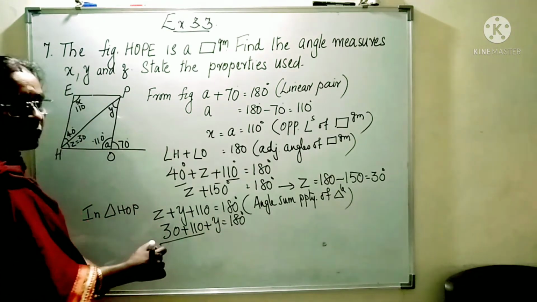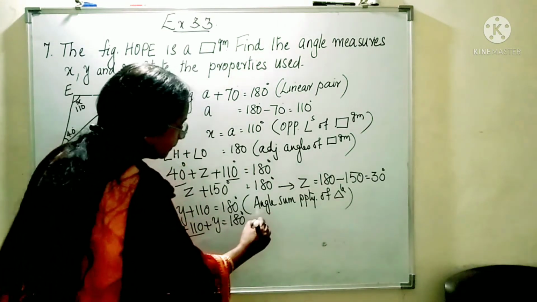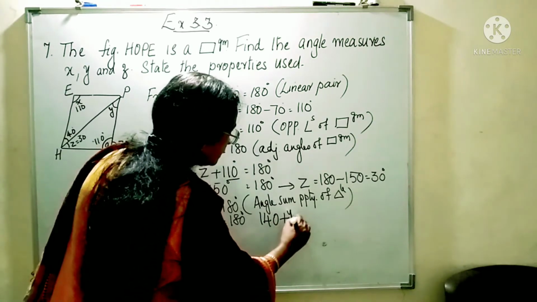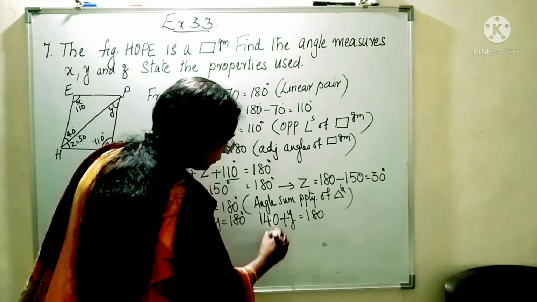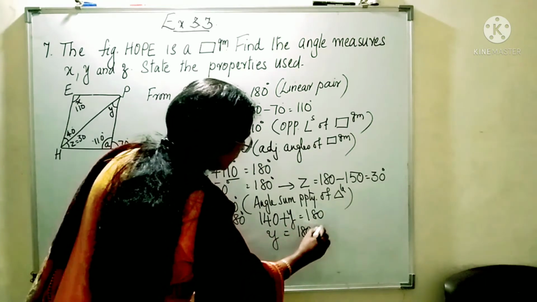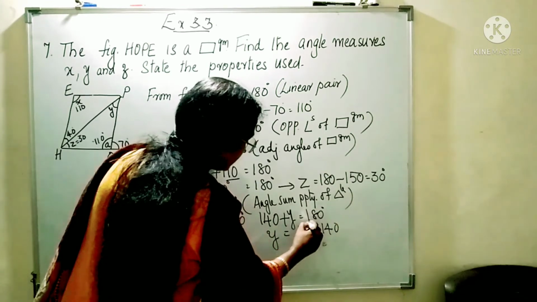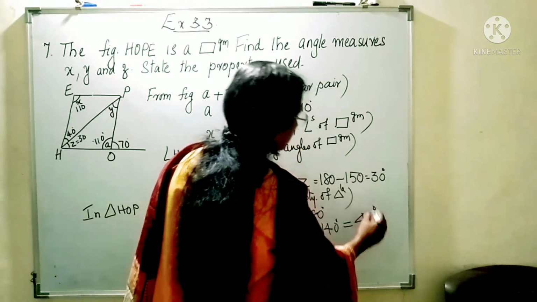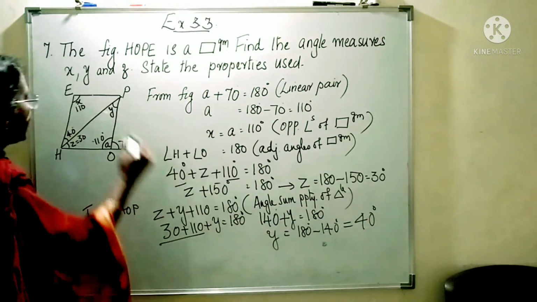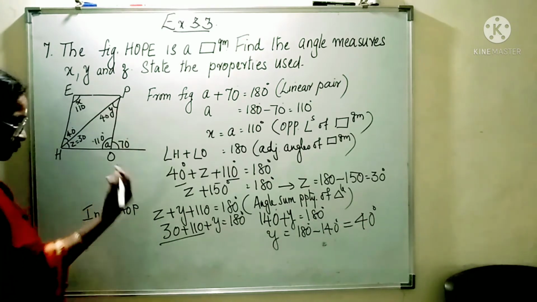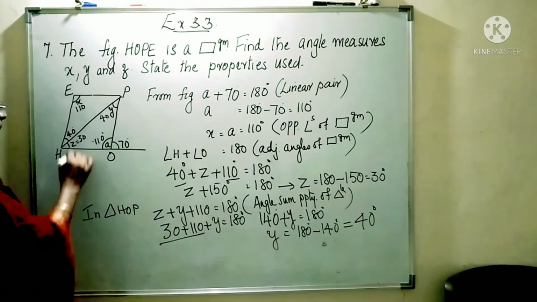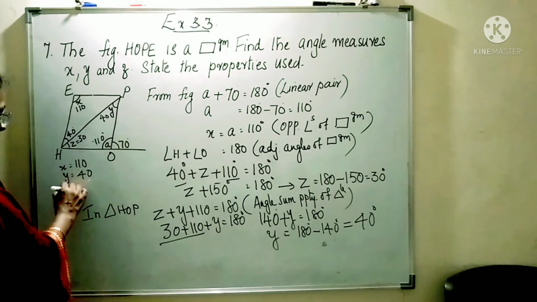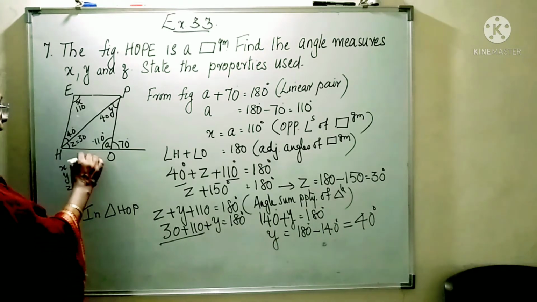That means when you add these two, what do you get? 140. So, 140 plus Y is equal to 180. Therefore, Y is equal to 180 minus 140, all these are degrees, is equal to 40 degrees. So, the value of Y is 40 degrees. So, what do you get? X is equal to 110, Y is equal to 40 and Z is equal to 30 degrees.